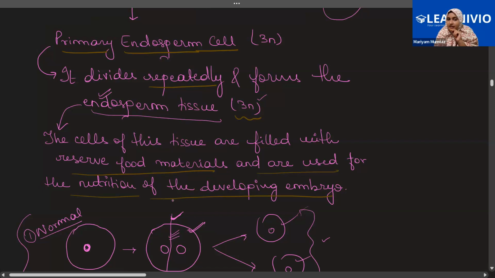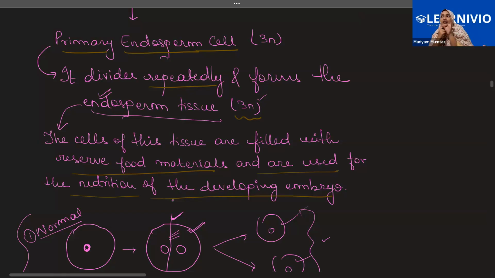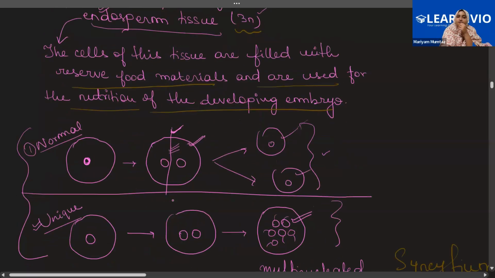Now, the cells of this endosperm tissue are filled with reserve food material, meaning they have abundant nutrients present in them, so that when embryo development starts, the embryo, slowly developing from the zygote, has what it needs. While it is developing, it requires a lot of nutrition, food, minerals, vitamins. That comes from this endosperm. So if someone asks you what is an endosperm, you'd say it is a nutritive tissue. It provides nutrition.